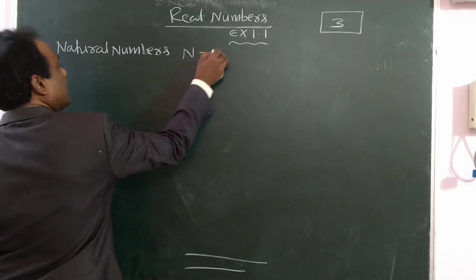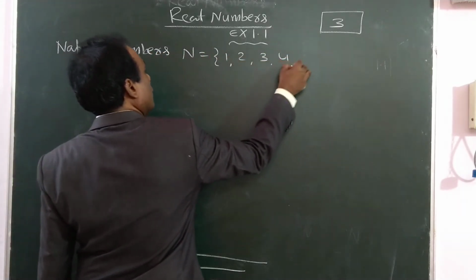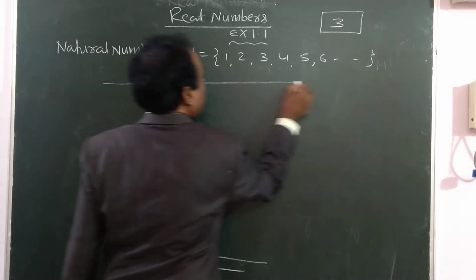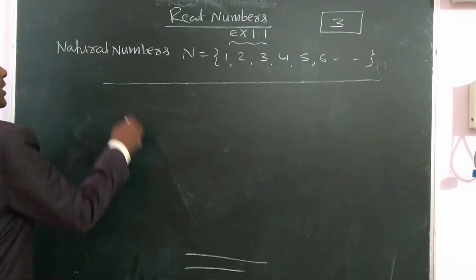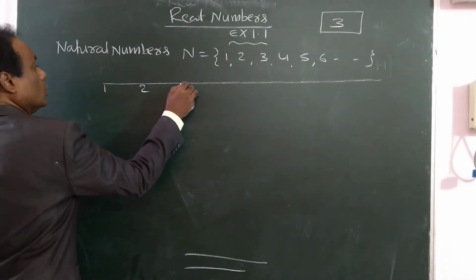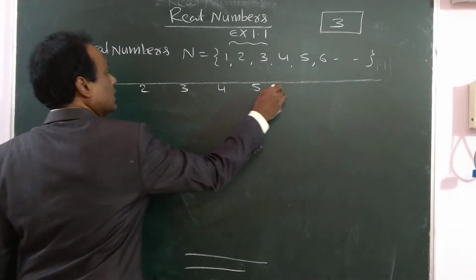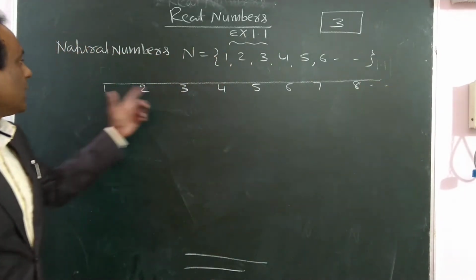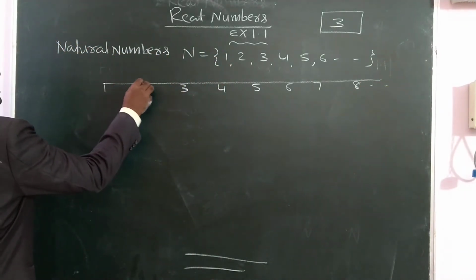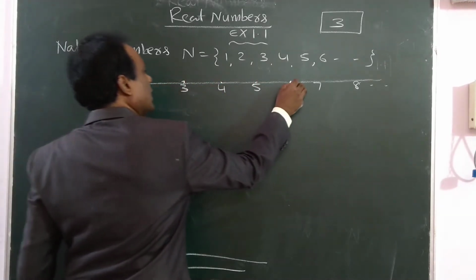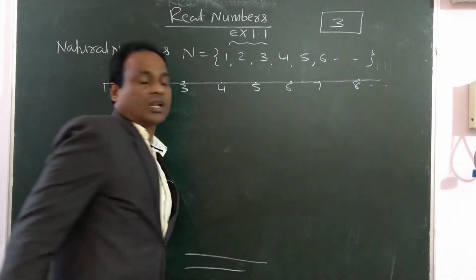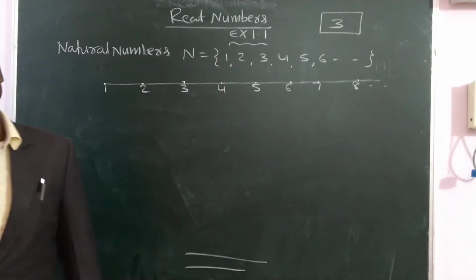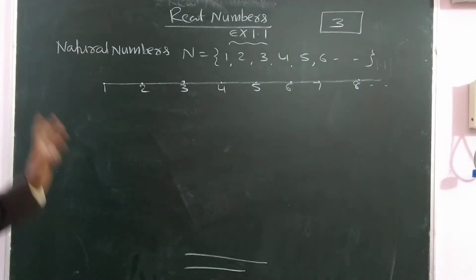What is the natural number set? 1, 2, 3, 4, 5, 6, and so on. If natural numbers are represented on the number line, they start from 1: 1, 2, 3, 4, 5, 6, 7, 8, like this. You take marks at equal distance and write down the numbers 1, 2, 3, 4, 5. Like this we can represent the natural numbers on a number line.